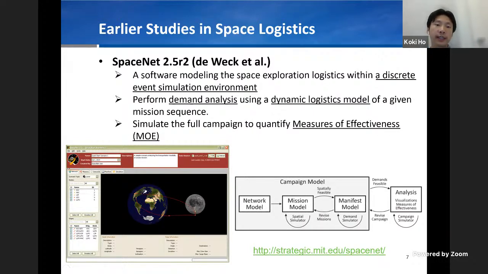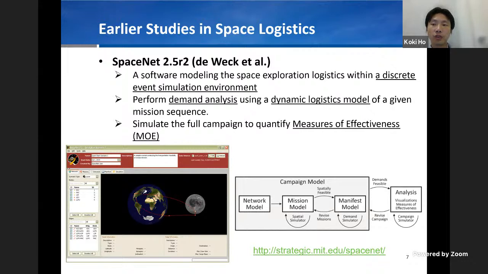One of the early studies in this field is by Dweck et al. at MIT. That was, I think, in the early 2000s, so 15 to 20 years ago. At that time, there was a space program called the Constellation Program by the Bush administration. This constellation doesn't mean a satellite constellation. This constellation was a mission back to the Moon and eventually to send humans to Mars.